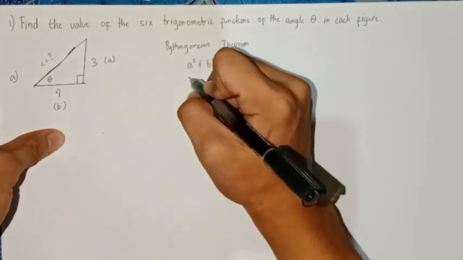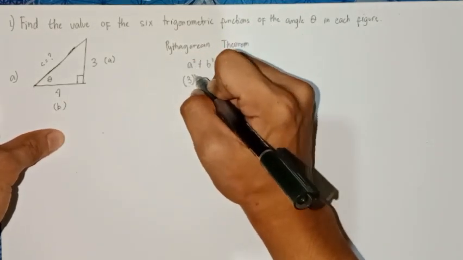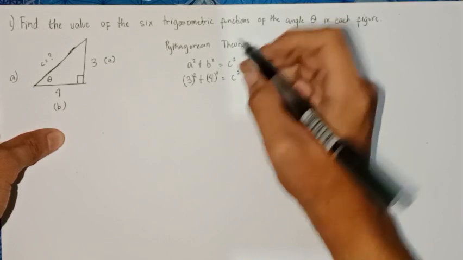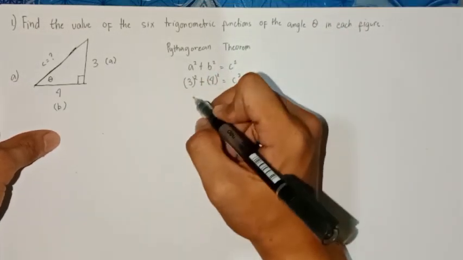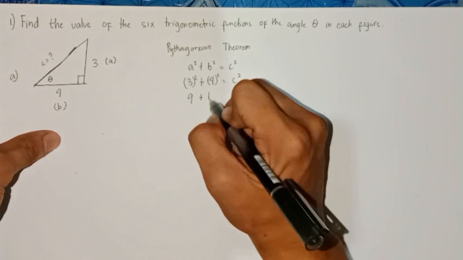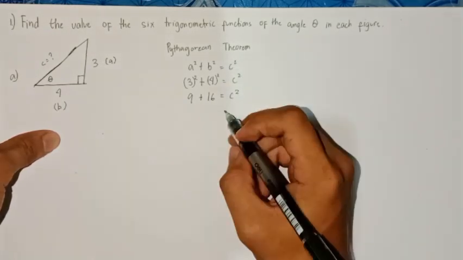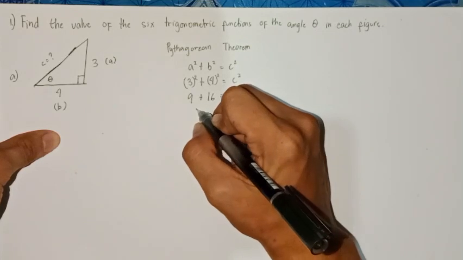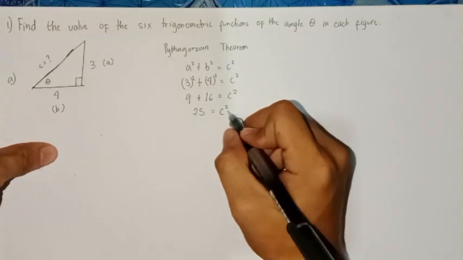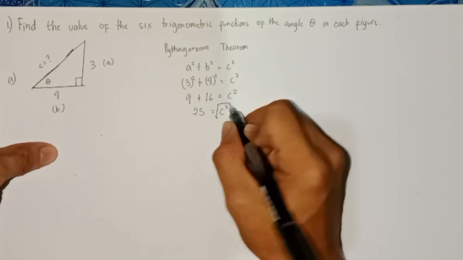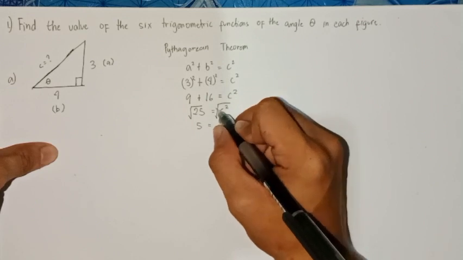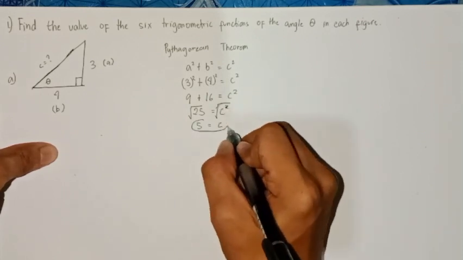Our A is 3, so 3 squared, plus 4 squared is equal to C squared. Law of exponent, so 3 times 3 is equal to 9, plus 4 to the power of 2, or 4 times 4, is equal to 16, equals C squared. 9 plus 16 is equal to 25, is equal to C squared. Since it has squared, we need to square root both sides. So square root of 25 is 5, and square root of C squared is C. This is now our hypotenuse.